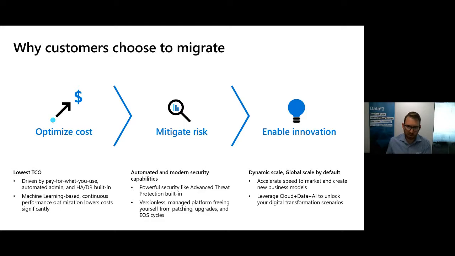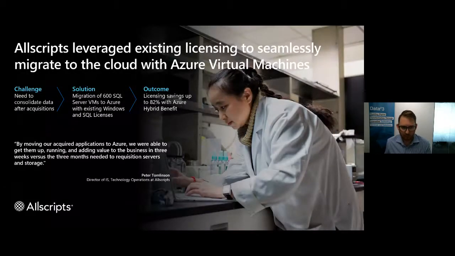I'm going to take you through two customer examples. These are Microsoft customer examples that have gone through the modernisation process. The first is Allscripts, and they had a challenge around needing to consolidate a lot of data, particularly a lot of acquisition activity they've had. And they modernised about 600 SQL servers on VMs using their existing SQL licenses into Azure.